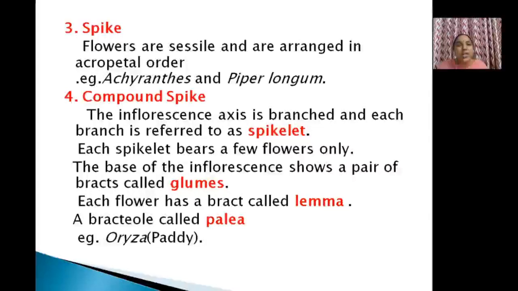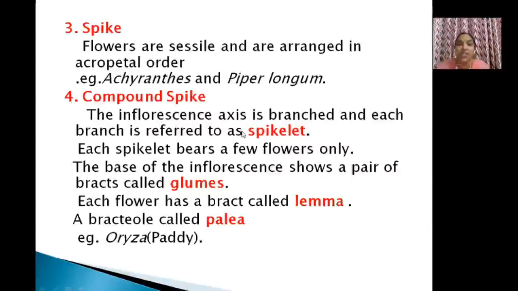Now what is compound spike? Inflorescence axis is branched, so a number of spikes in branches. Each branch is known as what? Spikelets. Each branch is known as spikelet. This has some peculiar features, this compound spike or spikelet. This usually occurs in Poaceae family or grass family. Our rice, wheat, everything, the inflorescence is like this.